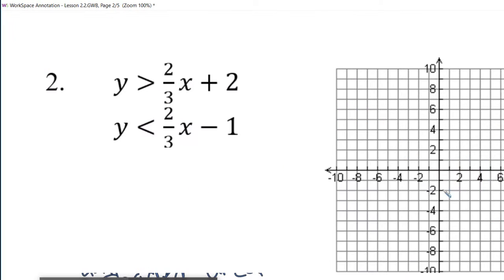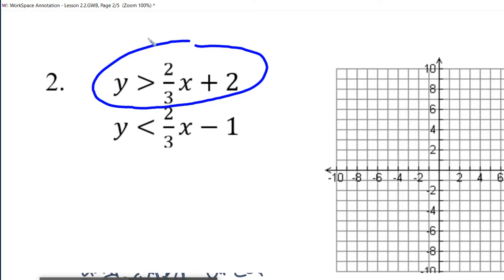Okay, moving on to problem 2. First, let's graph the first equation, or not first equation, this is an inequality. So for the first inequality, I'll do it in blue. What is the y-intercept? 2, so we need to start at 2. What's the slope? Yeah, 2/3, so we need to rise 2, run 3. So from the 2, I need to go up 2, right 3, up 2, right 3, up 2, right 3. And the opposite would be down 2, left 3, down 2, left 3, down 2, left 3.